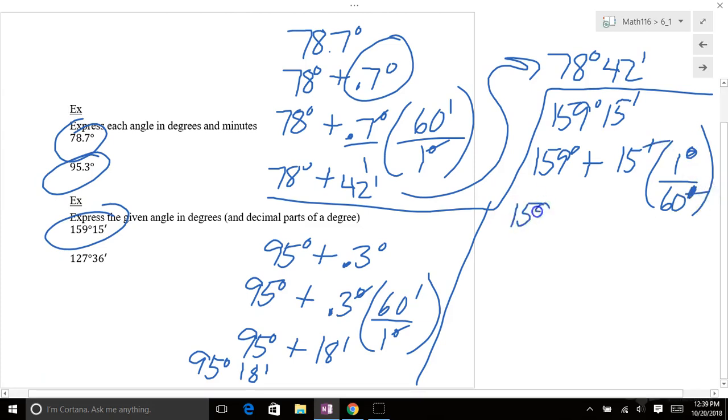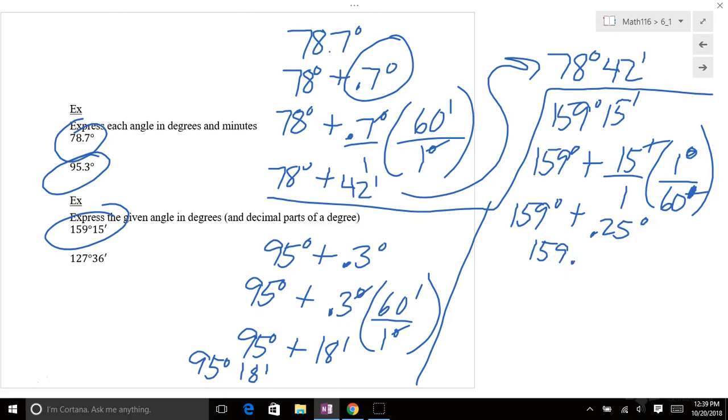So you have 159 degrees, and then 15 divided by 60. Right? You have 15 times 1 is 15, 1 times 60 is 60. 15 divided by 60 is 0.25. So 0.25 degrees. So that ends up being 159.25 degrees total. So 159 degrees 15 minutes is the same as 159.25 degrees.